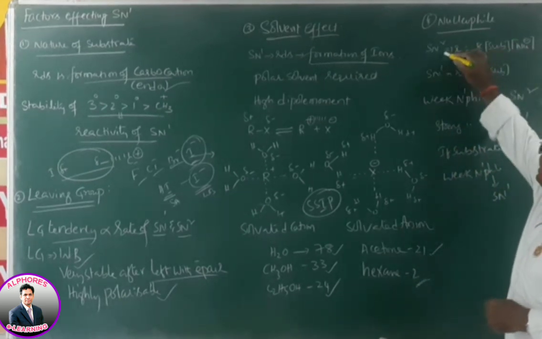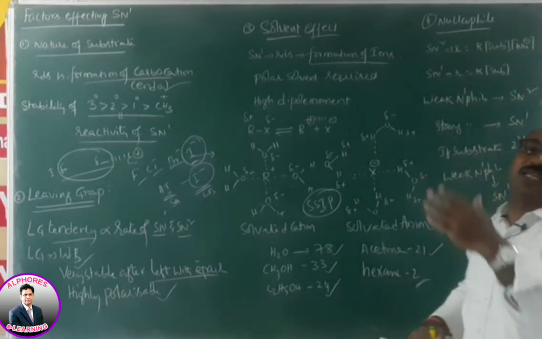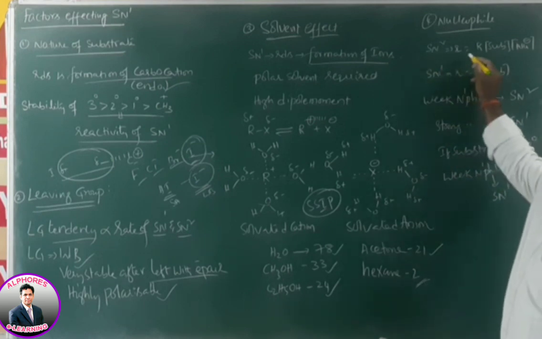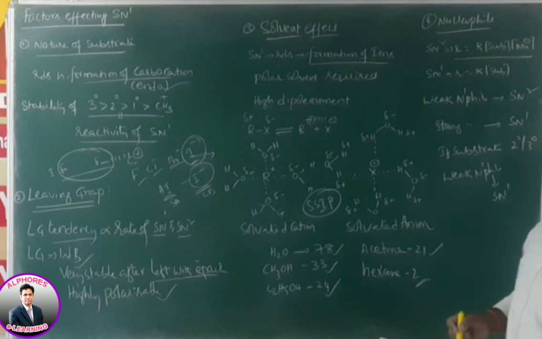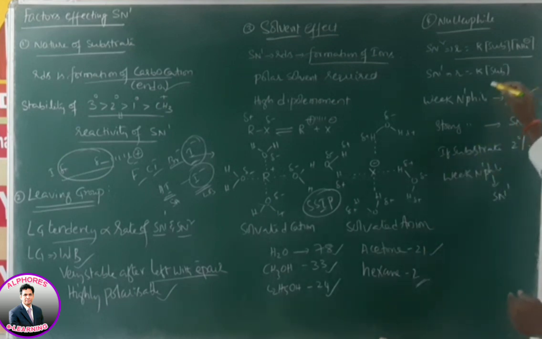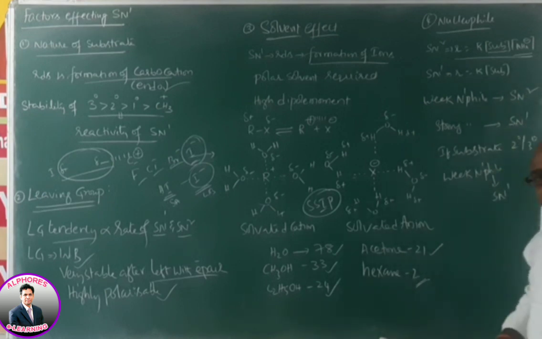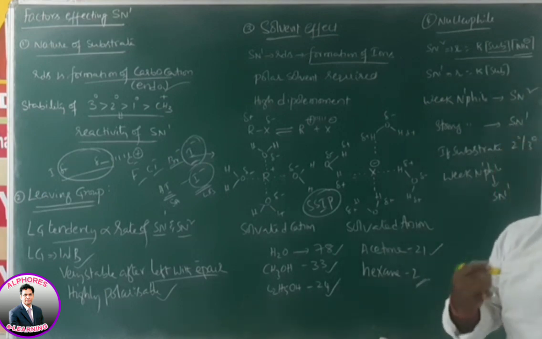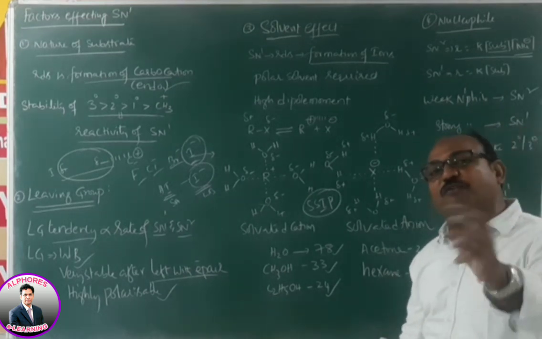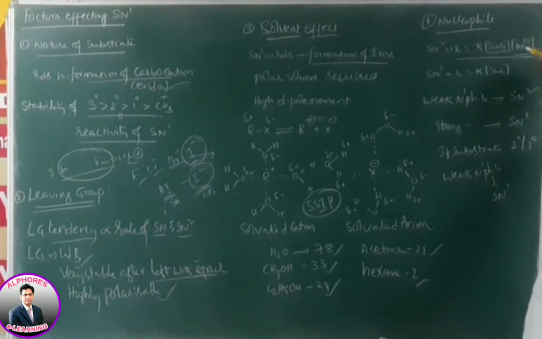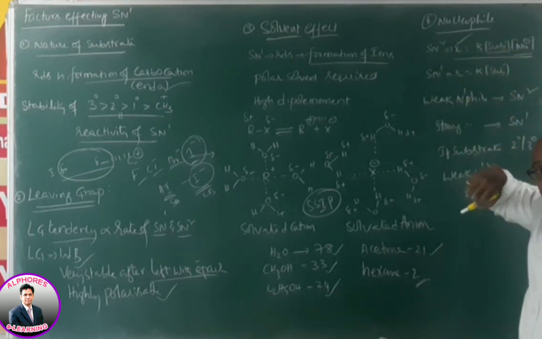Now, regarding the rates of SN2 and SN1 reactions: in the case of SN2, the rate law we learned is rate of reaction equals K, the rate constant, times the concentration of substrate times the concentration of nucleophile. So an SN2 reaction is obviously influenced by the concentration of nucleophile. If we increase the nucleophile concentration, the reaction rate increases. That we learned in the case of SN2.